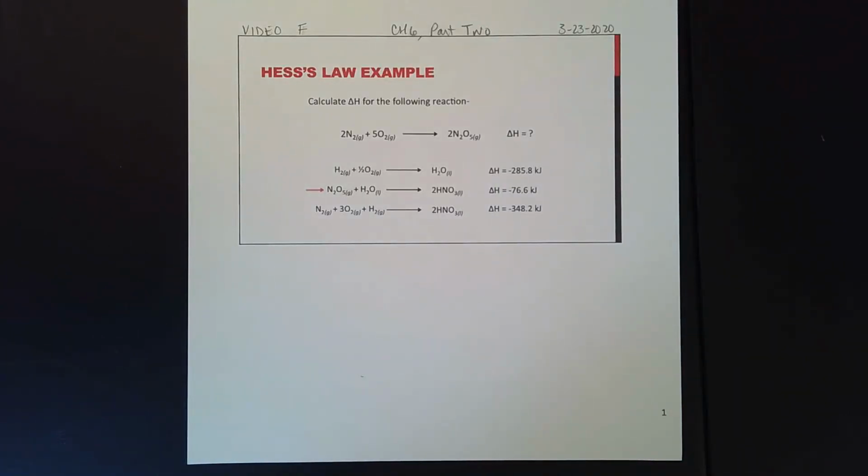Okay, here we have another Hess's Law example. This is video F. This is the last one in part 2 of our series of lectures on chapter 6.